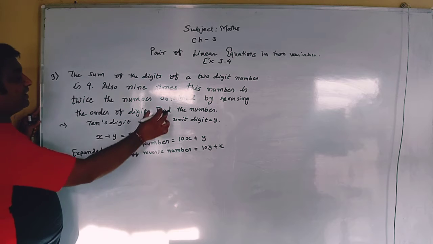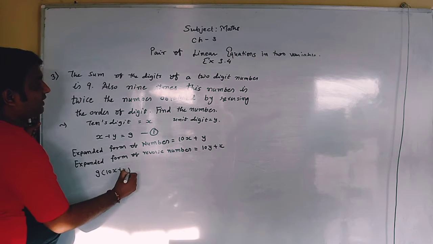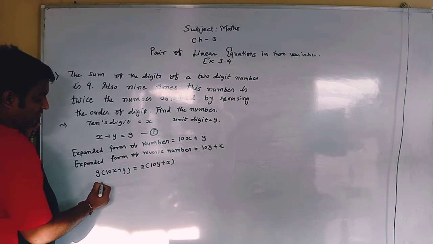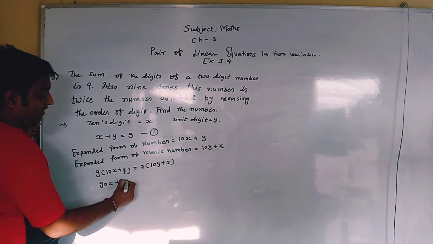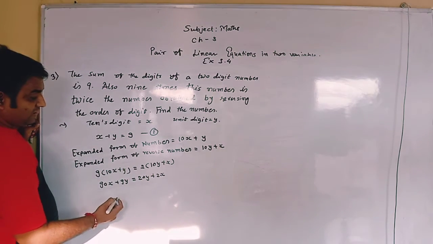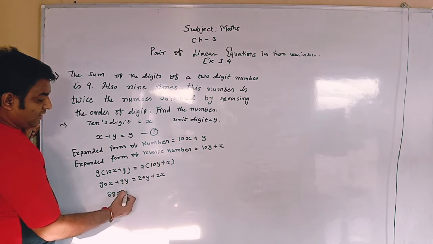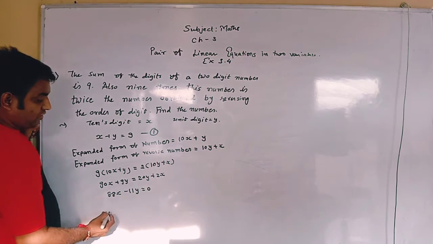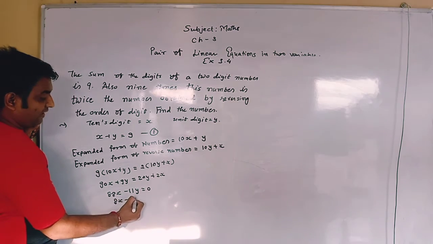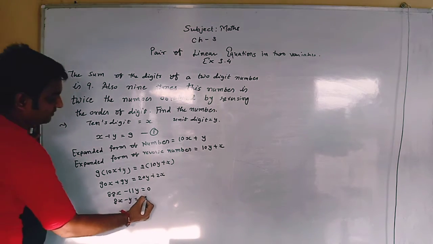And so the relation is given: 9 times the number, that means 9 into (10x + y), is twice the reverse number (10y + x). So 90x + 9y = 20y + 2x. Taking both to one side, 90 minus 2 is 88x, and 20 minus 9 is 11y, equal to 0. It is divisible by 11, so we divide by 11, then 8x - y = 0. That is our second equation.